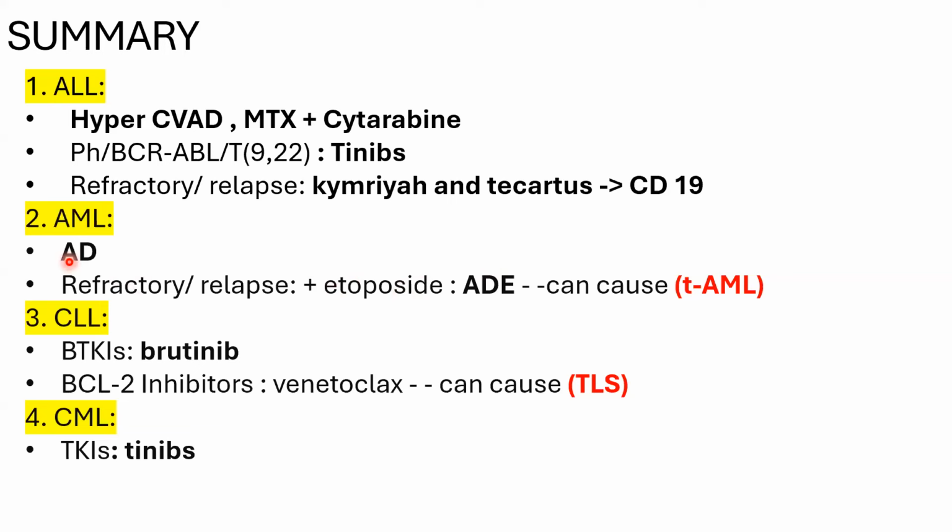The A here stands for cytarabine, and the D here for daunorubicin. For CLL, we use BTK inhibitors or BCL2 inhibitors. CL for cell lysis, so it can lead to tumor lysis syndrome. And then for CML, we use the TKIs. Why? Because they're mostly all positive for this.